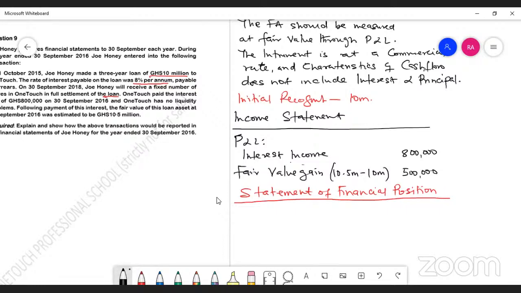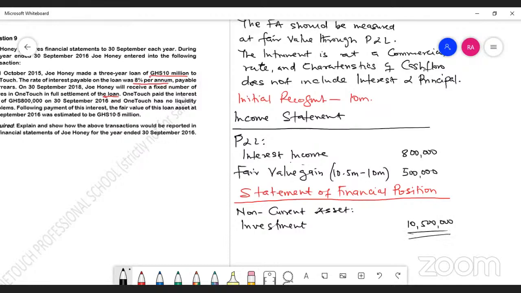We have assets. So what is the assets there? Non-current assets. We have investments. I'll write it in full here: non-current assets. So that is the 10.5 million, right? 10,500,000. So that is all.